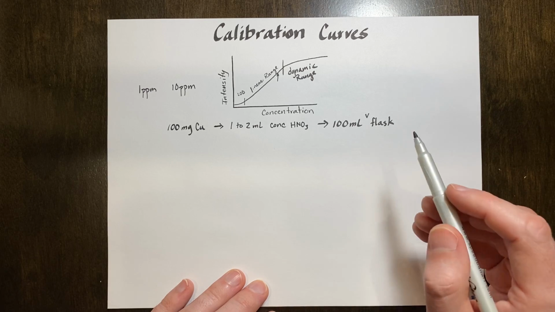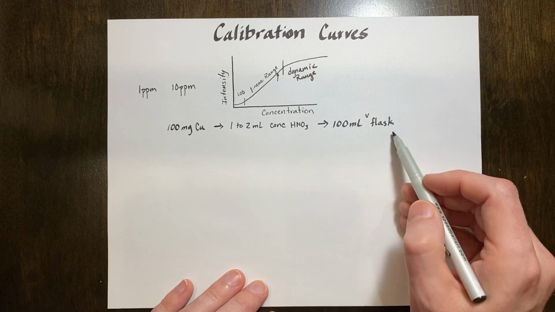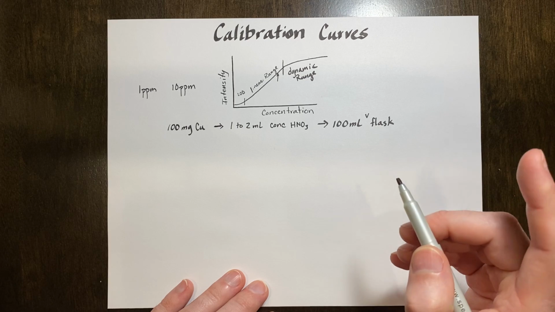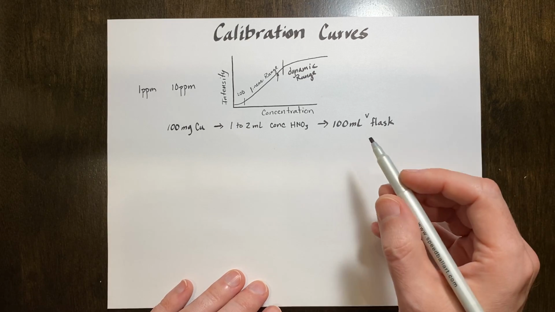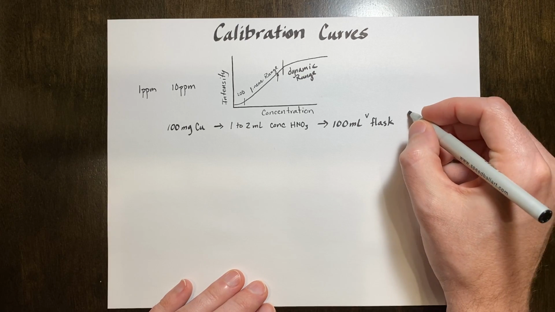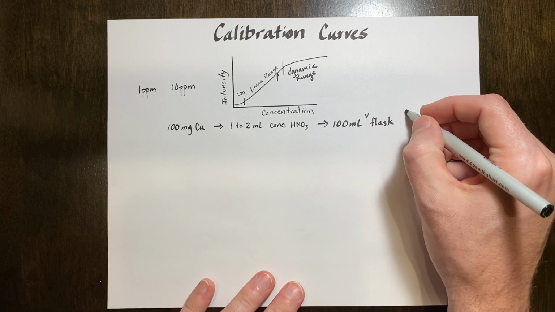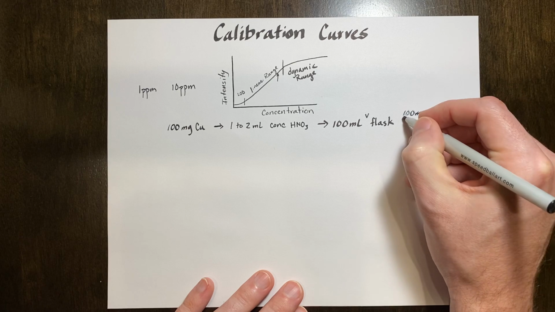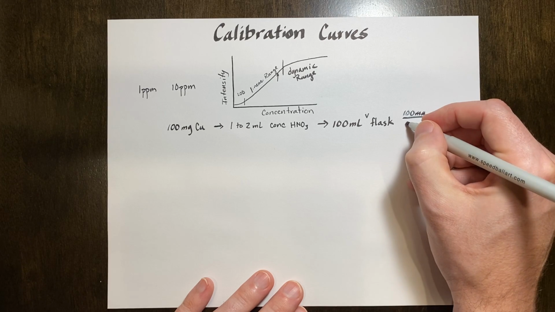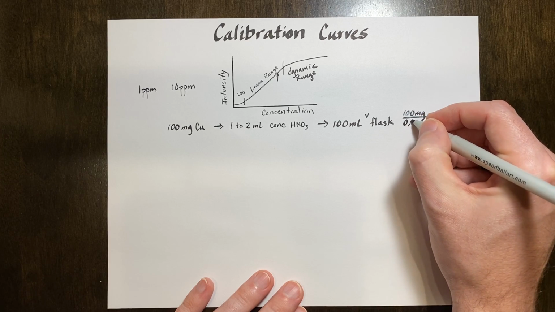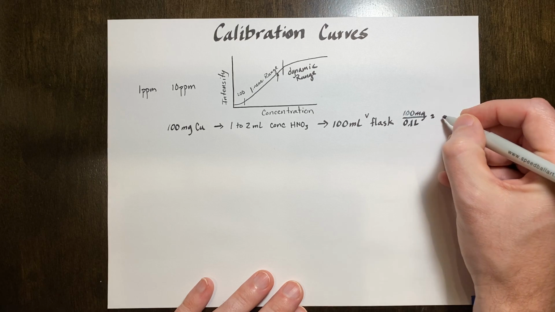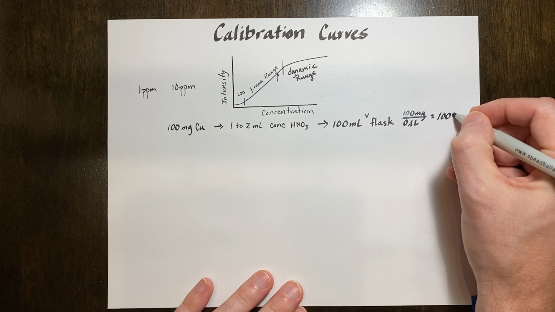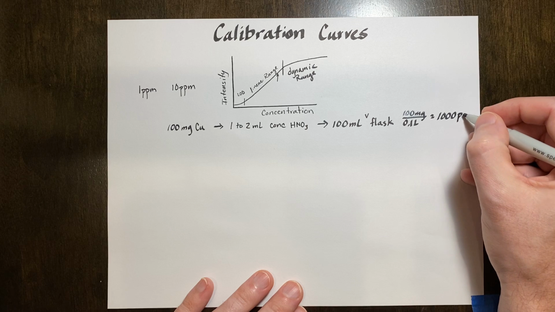And I will dilute to the mark and make sure I have an accurate solution. And in doing that, I will have 100 milligrams of copper in 0.1 liters, which would be 1,000 parts per million.